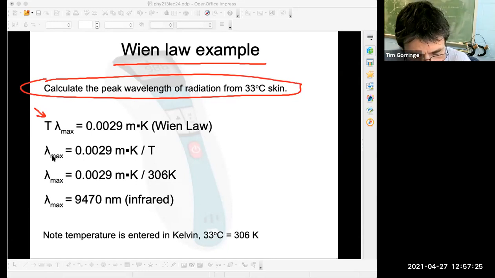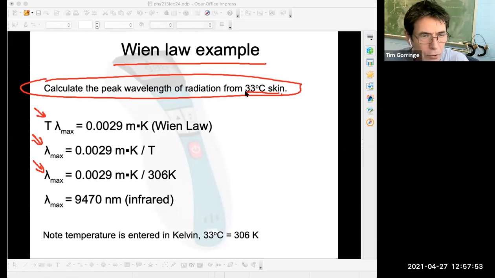So I've just rearranged it as lambda max is this constant, 0.0029 meters Kelvin divided by temperature. And then I'm gonna fill in our particular temperature. Now here you do have to be slightly careful. This is the temperature in degrees Celsius. You have to fill in the temperature in Kelvin.